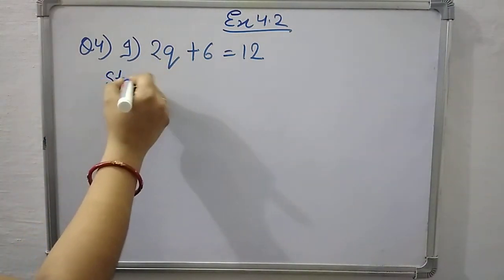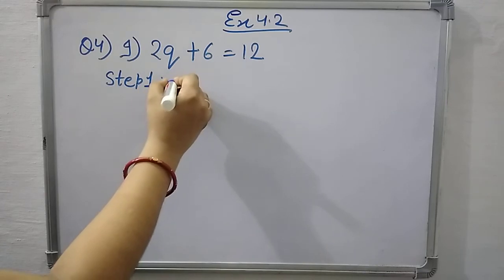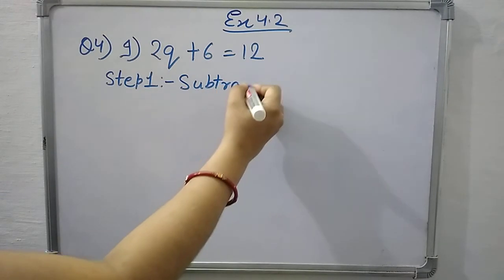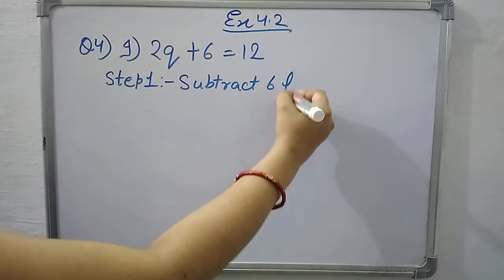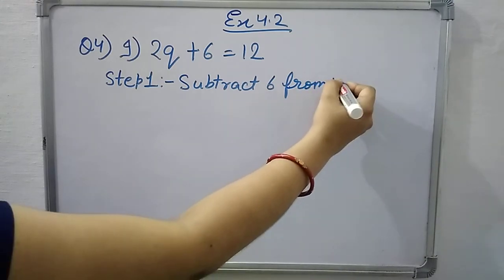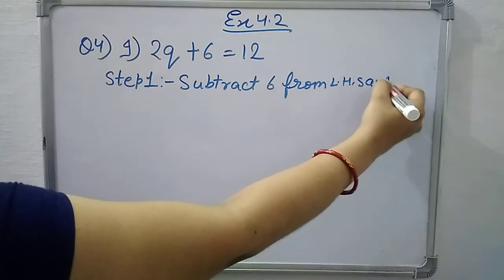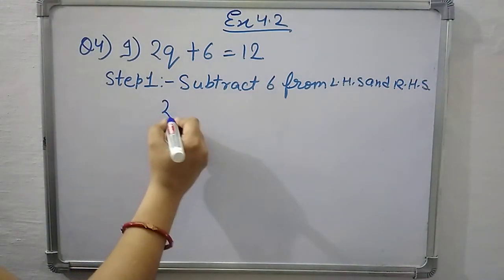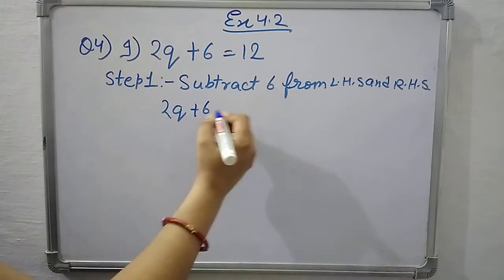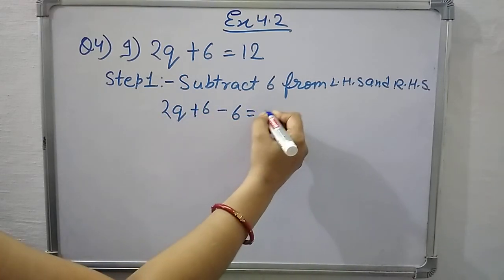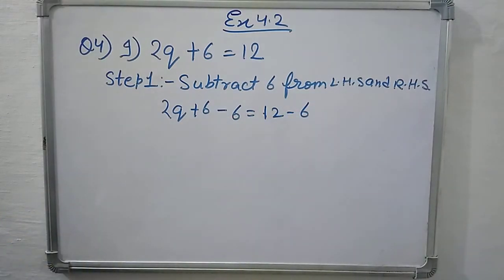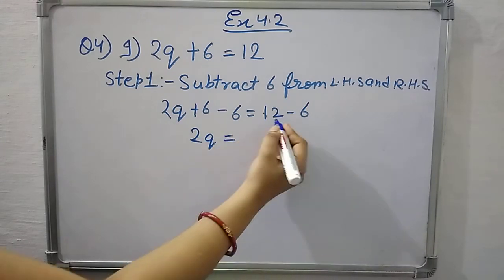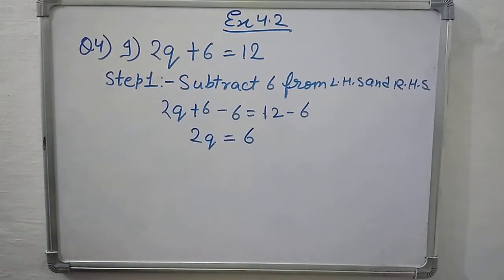In step 1, in order to separate q, we will subtract 6 from LHS and RHS. So equation will be written as 2q plus 6 minus 6 equal to 12 minus 6. Now this 6 minus 6 becomes 0 and 12 minus 6 becomes 6.